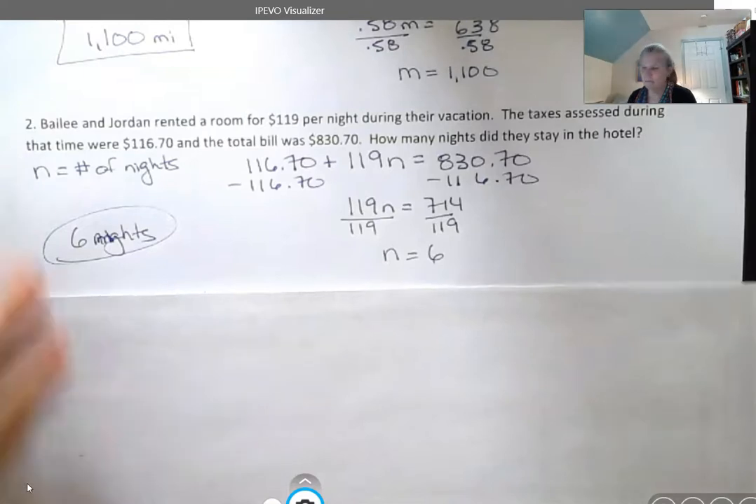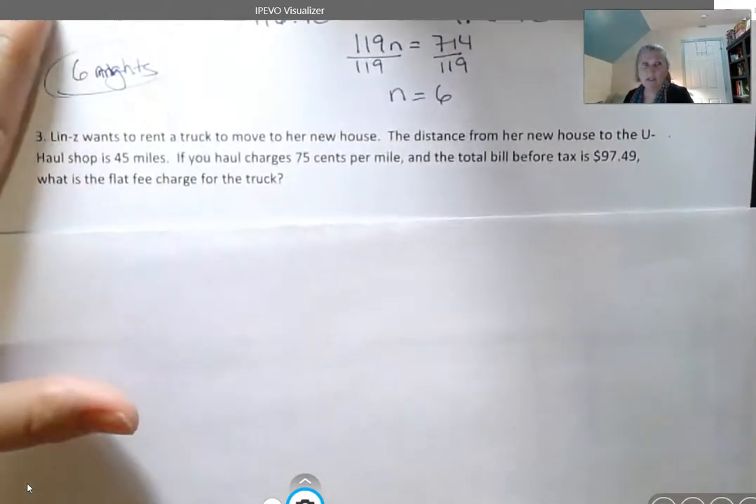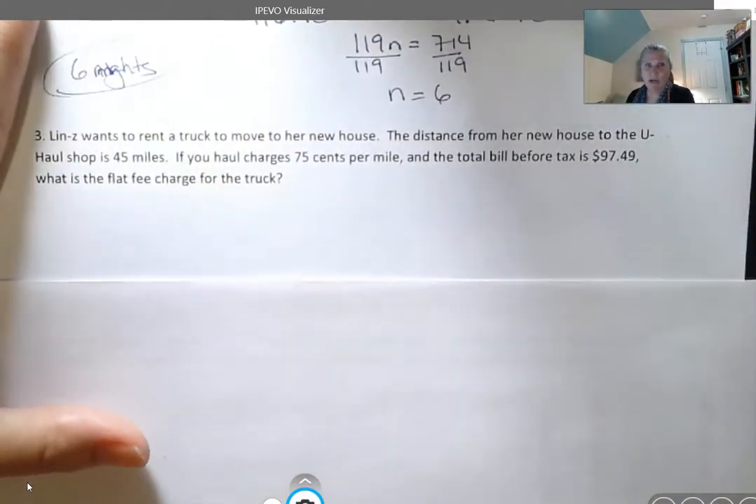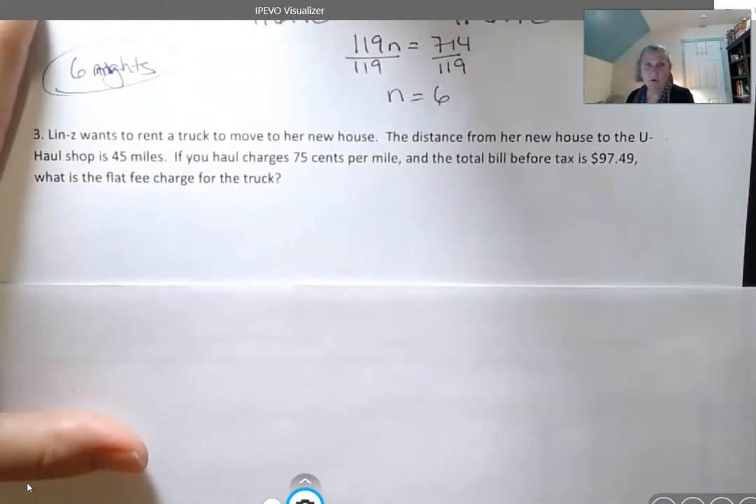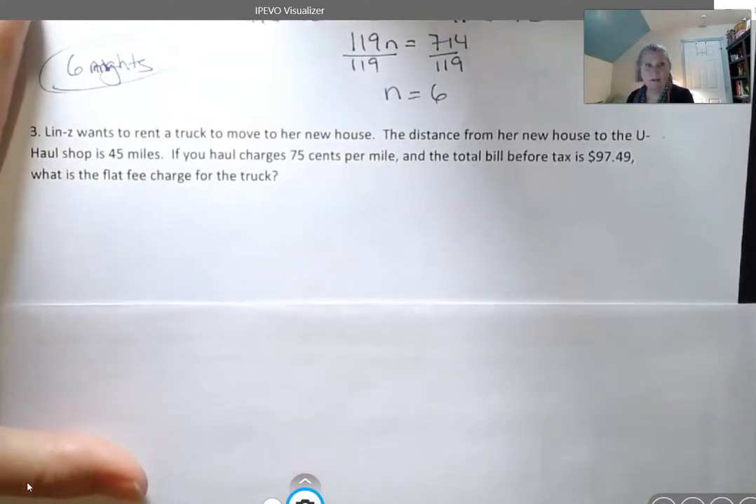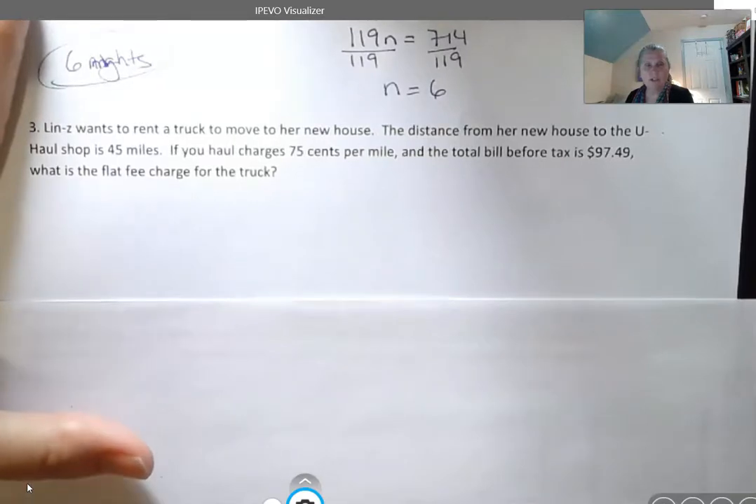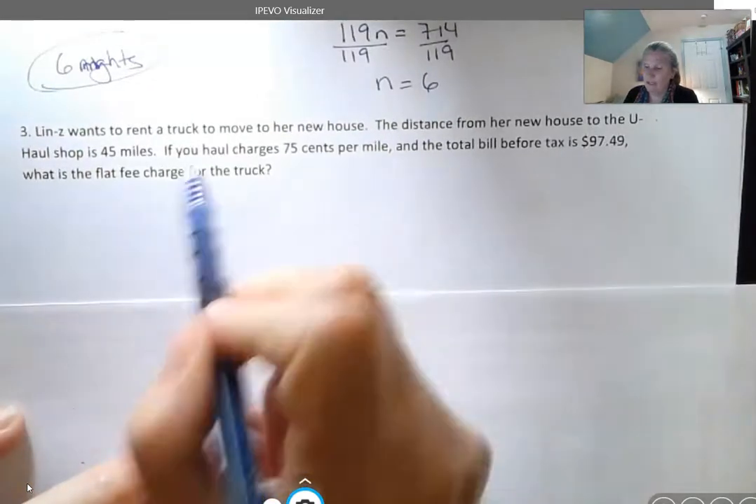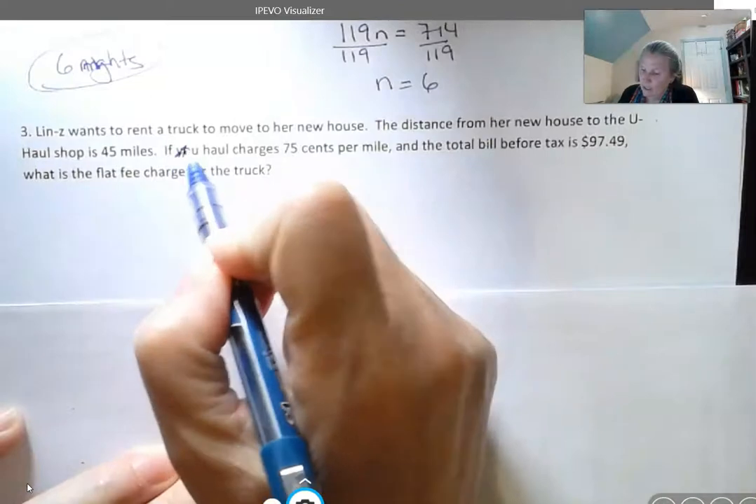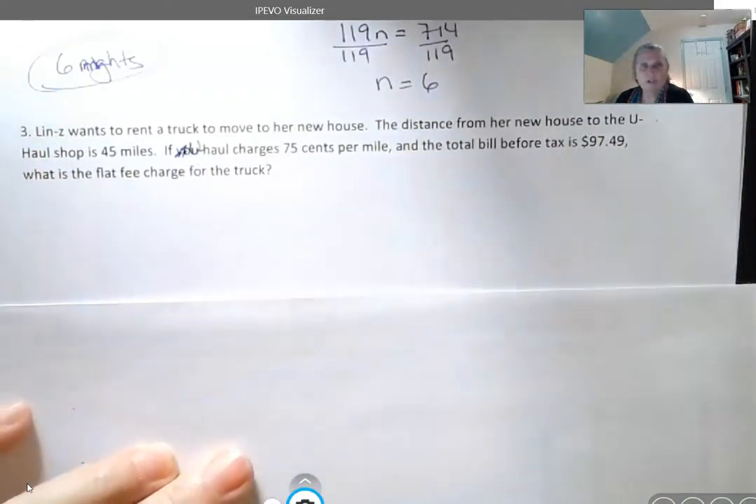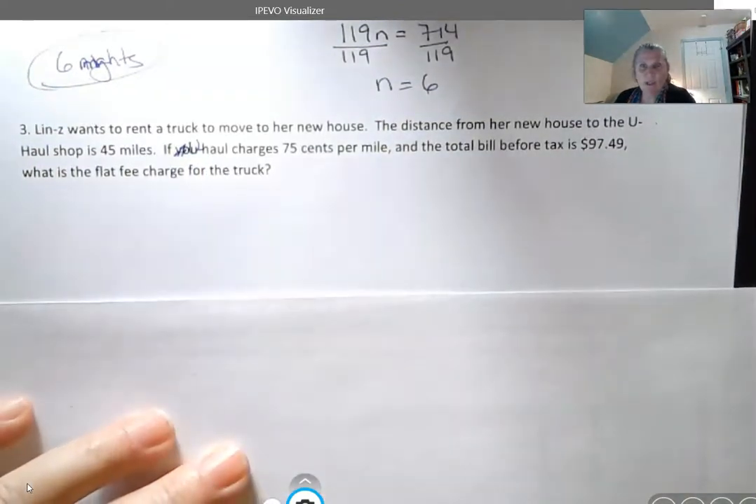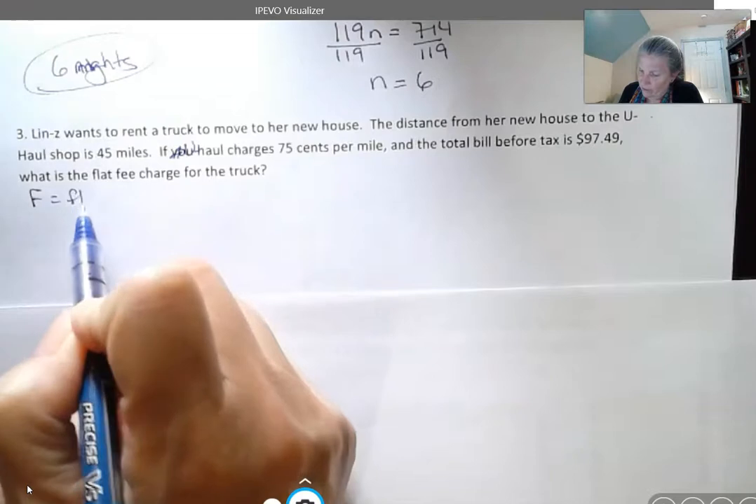6 nights. Okay. In the next one, Lindsay wants to rent a truck to move to her new house. The distance from her new house to the U-Haul shop is 45 miles. If U-Haul charges, I wrote U-Haul like that. Funny. U-Haul charges 75 cents per mile, and the total bill before tax is $97.49. What is the flat fee charged for the truck? So we want to know what the flat fee is. I'm going to call that F, the flat fee.